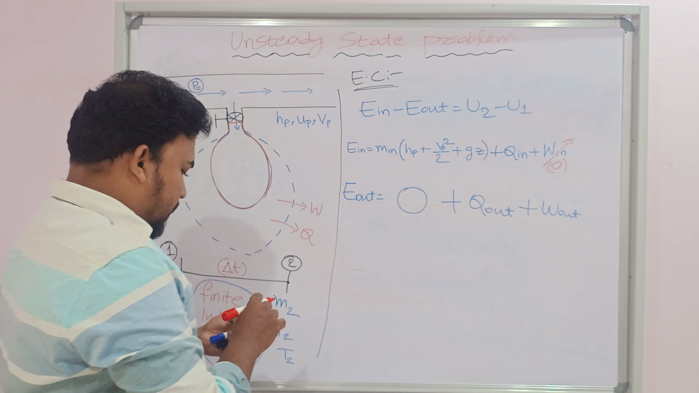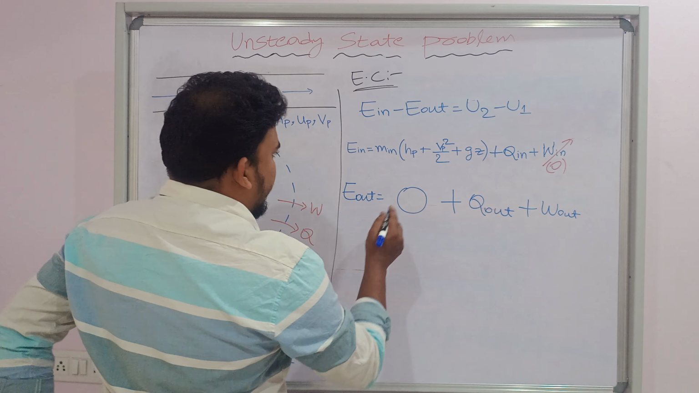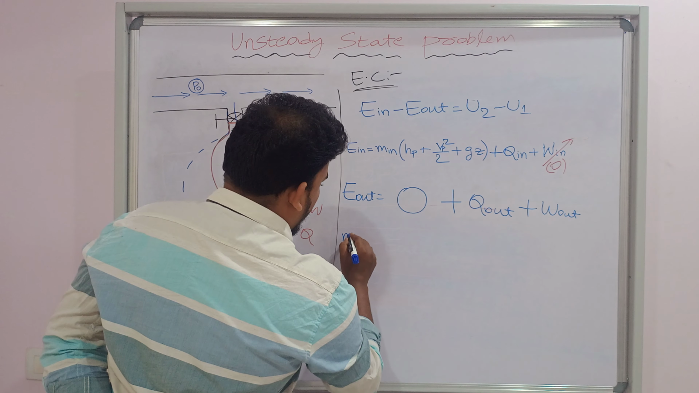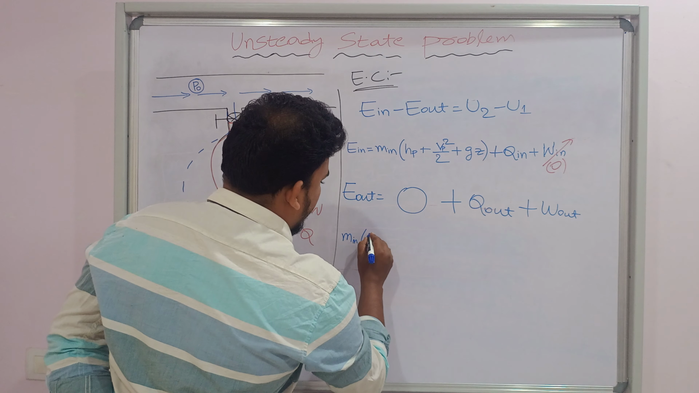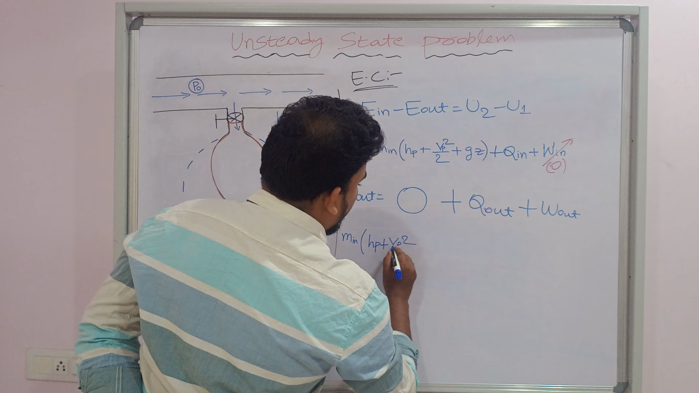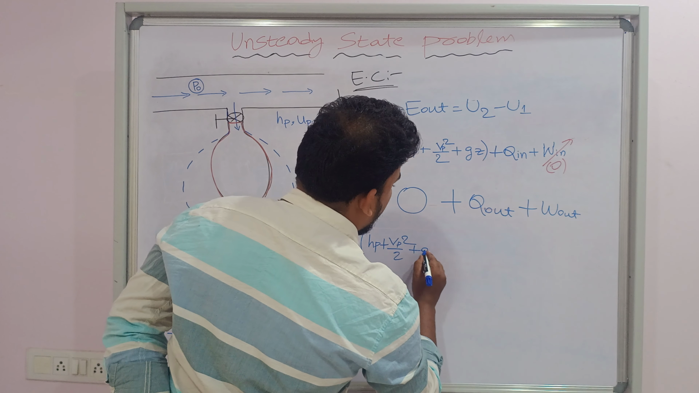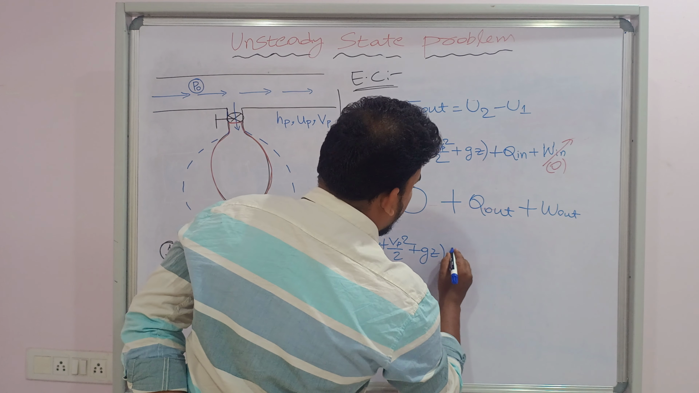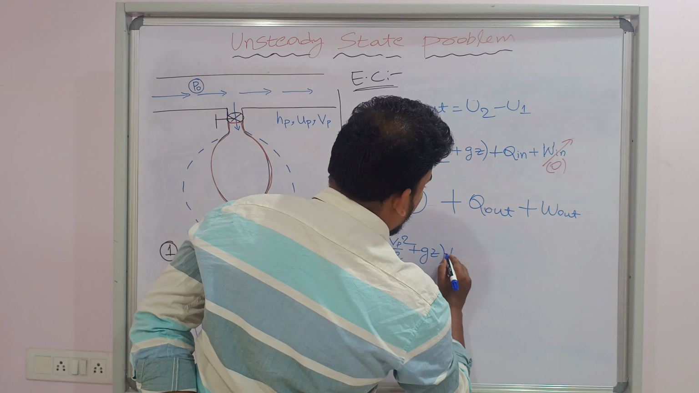So I can write: energy in, mass in times enthalpy in plus V square by 2 plus gz, plus Q in, minus energy out, Q out, minus W out, is equal to change in internal energy, correct?